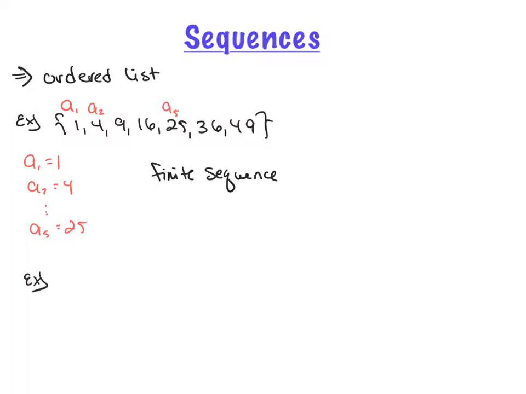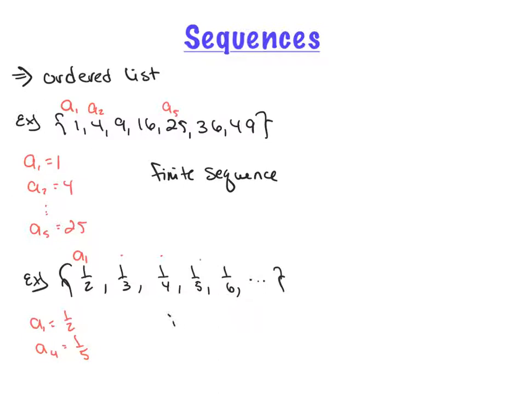On the other hand, if I made the list, the sequence 1/2, 1/3, 1/4, 1/5, 1/6, and I put ..., I still have a list, an ordered list. So a1, our first term, is 1/2, and a4 is, let's see, 2, 3, 4, is 1/5 in this one. And this goes on forever, so this would be an infinite sequence.